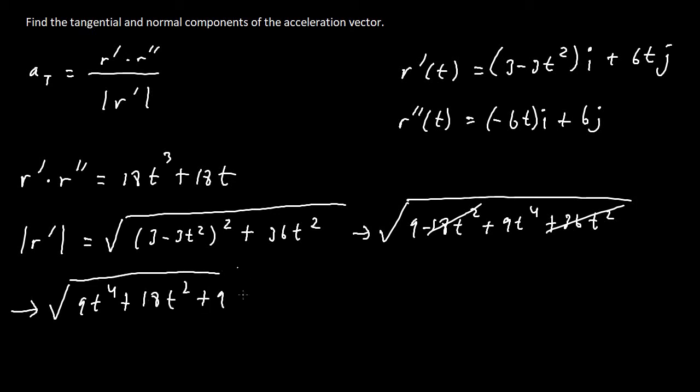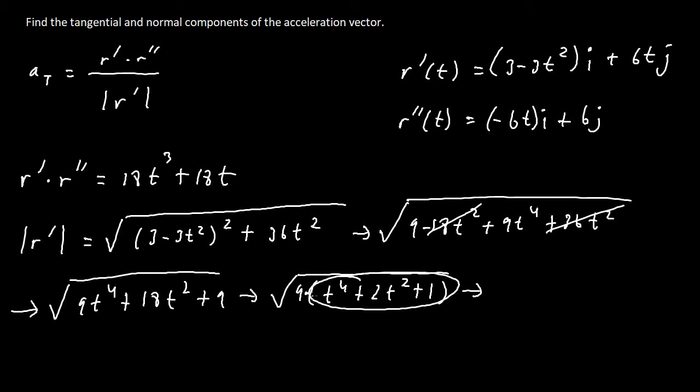Now what I'm going to do here is factor out 9. So the square root of 9 times t to the fourth plus 2t squared plus 1. Since these are being multiplied here, the square root of 9 is 3, so I can bring that outside of the radical. And notice that this is a perfect square trinomial, so we can factor that. So I'll put 3 times the square root.